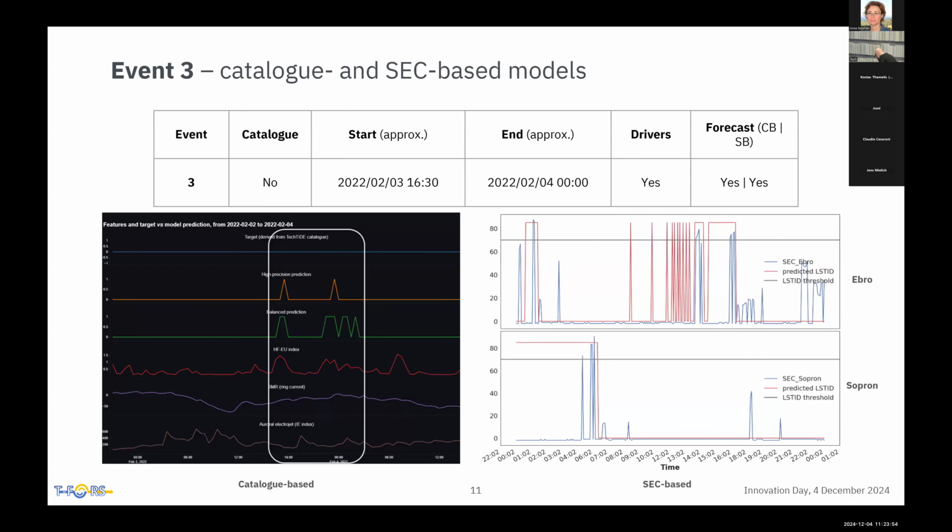Again, this is another interesting case event. Here the ground truth is no. So the catalog is saying, the Ebro colleagues said, there's no large-scale TID ongoing, looking at the HF interferometry, but the models say yes. And looking at the drivers, it seems that something is going on. Here again, you can see the output of the models, the catalog-based and SEC-based models. Again, the prediction seems to be quite well in agreement with the SEC measured in Ebro and Sopron.